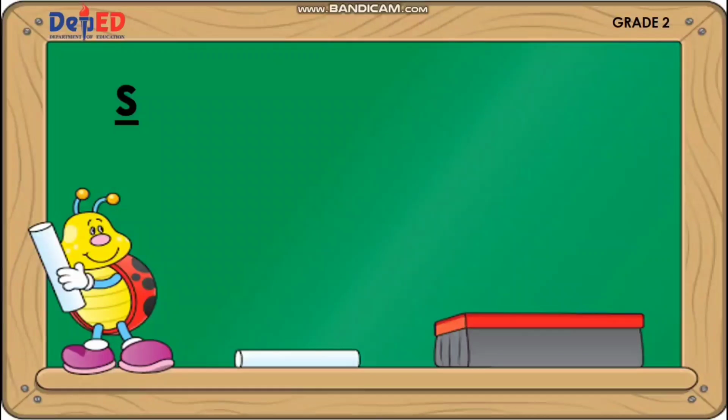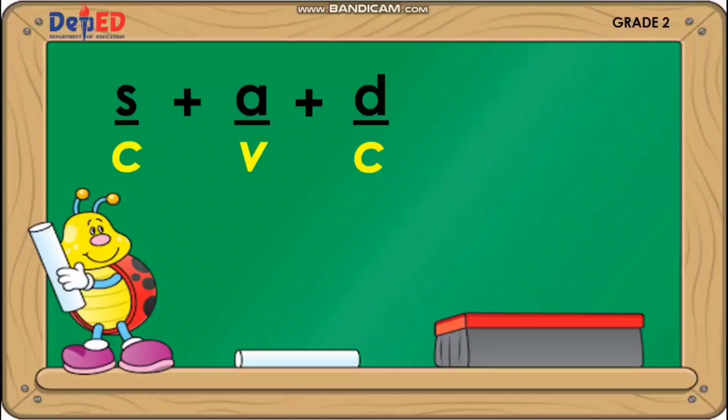Next example. S is a consonant. A is a vowel. D is a consonant. If we add these 3 letters together, it will produce the word sad. So that means the word sad has CVC pattern, or the word sad is a CVC word.